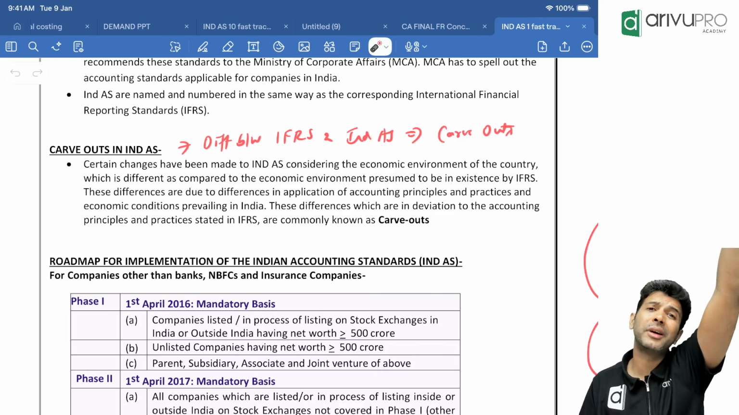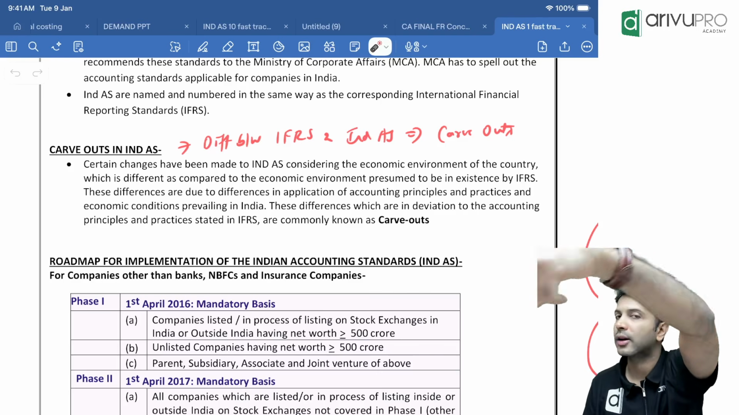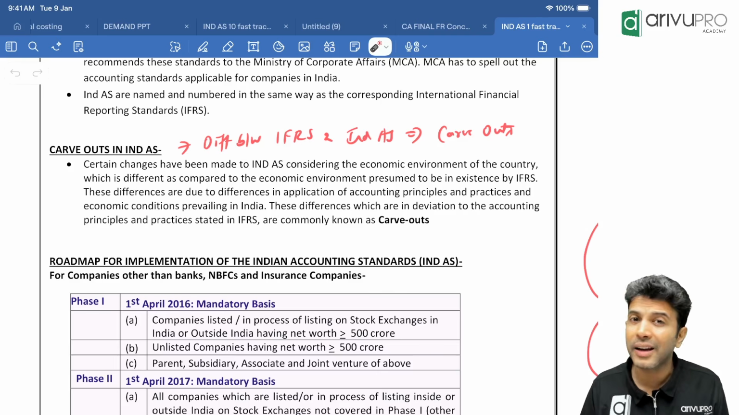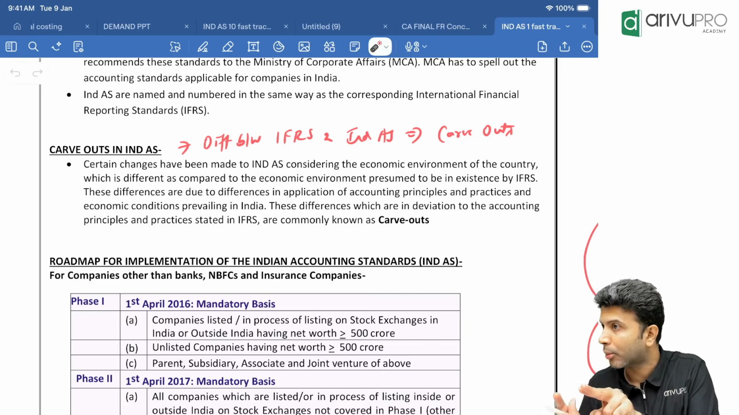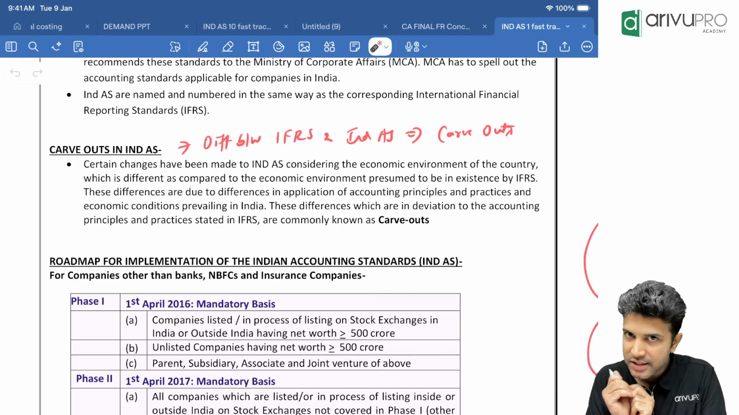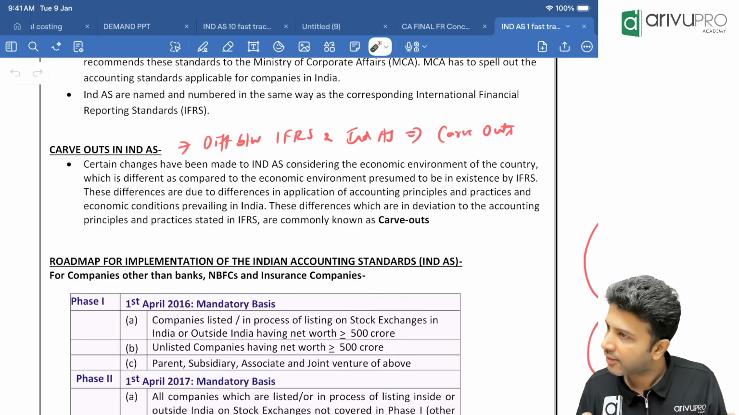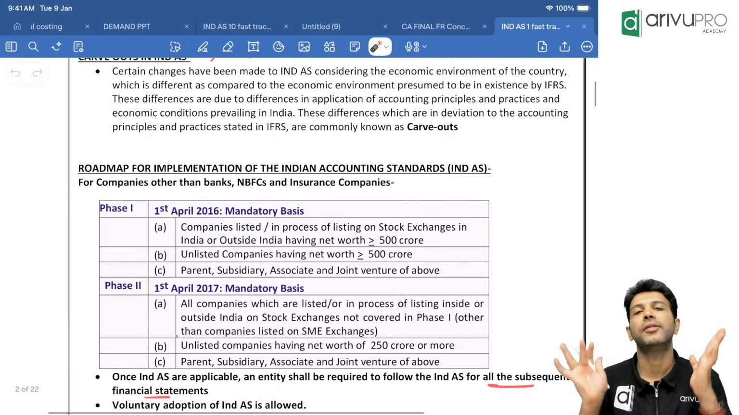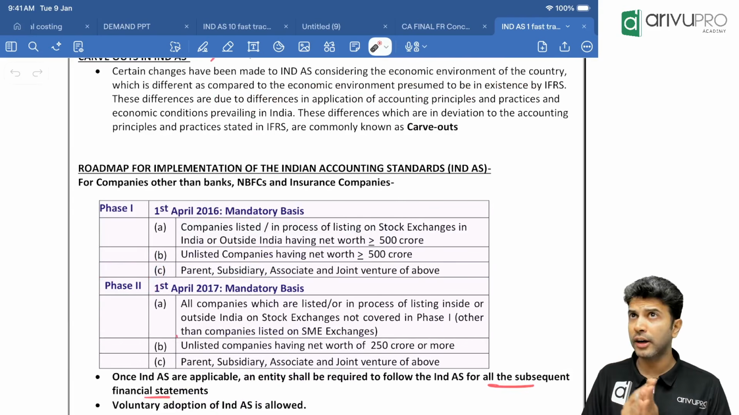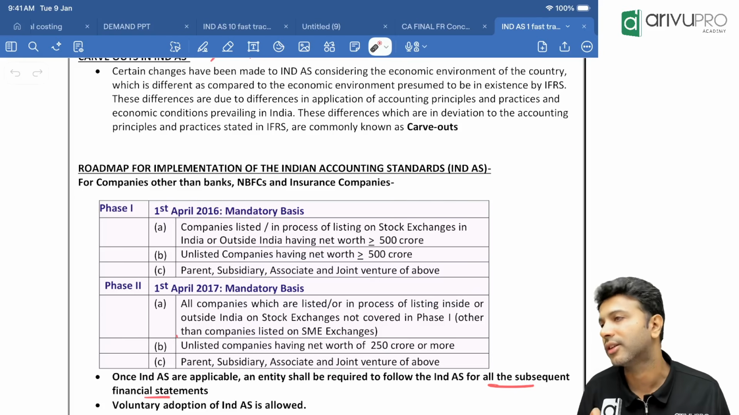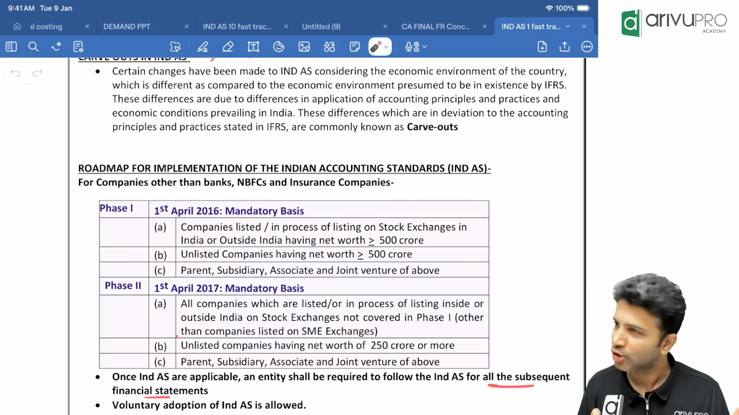So what about unlisted companies? What was the earlier limit? 500 crore. Half of that. What is half of 500 crore? 250 crore. So if an unlisted company's net worth is 250 crores or more but less than 500, they come under which category? Phase 2. So what if an unlisted company's net worth is below 250 crore? Such companies will follow accounting standards. Got it? So don't have to worry.